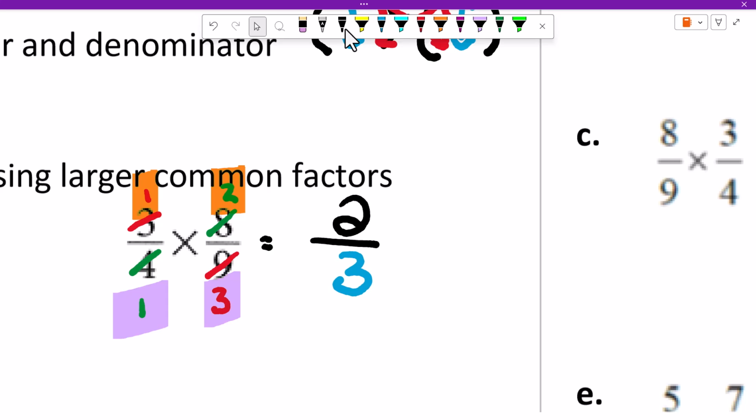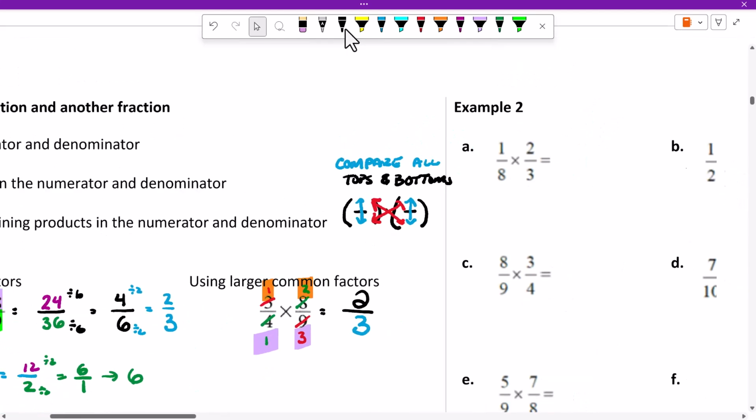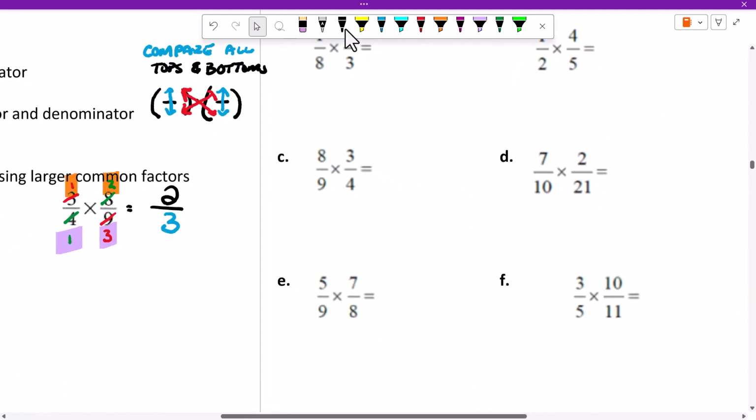Because maybe I missed something before. Because you always need to do that check at the end. Right? So we're going to do a few of these to practice. We're not going to do all of these. This is a lot. Right?